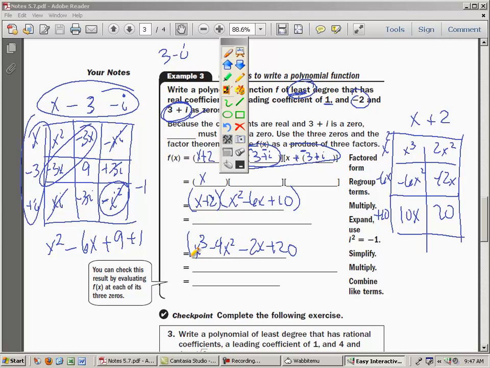And that polynomial with the leading coefficient of 1 has 3 solutions. One of them is 3 plus i, one of them is 3 minus i, and the other one is negative 2. All right? Try the checkpoint problem down below.